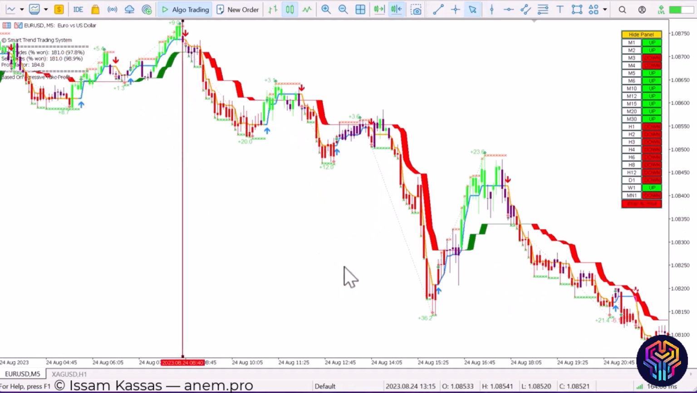So let's get started at this level. The first thing I have to locate here, knowing that I'm not using the multi-time frame panel, is the color of the smart trailing stop. I can see that the color here is red all the way. That gives me a confirmation and a directional bias to the downside. So whenever I get a sell signal, I'm taking it. Whenever I get a buy signal, I'm ignoring it.